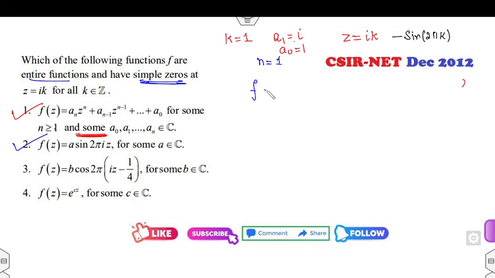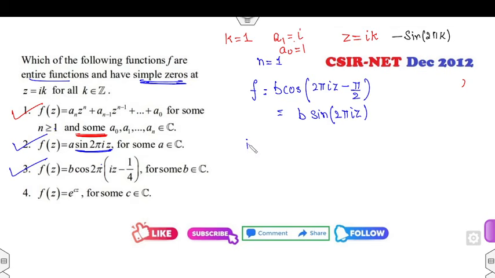Look at the third case. This will be f is b cos. I can open this bracket. It is 2 pi iota z minus pi over 2. Cos of that will be my sine 2 pi iota z, which is the same as the previous one. So yes, it is also a simple pole.